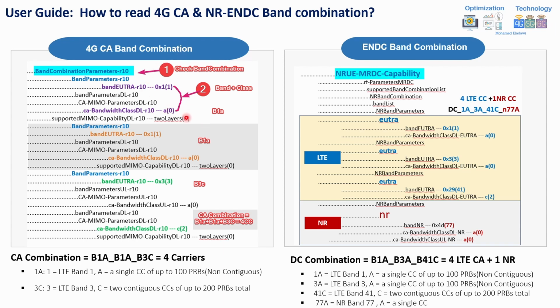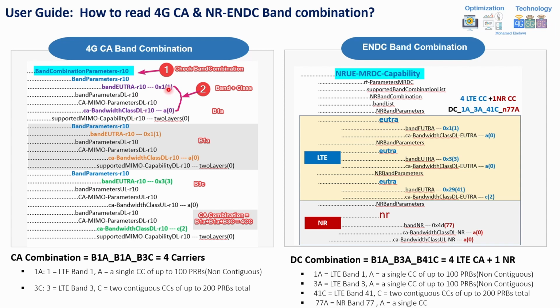For example, the one on the left, how to read 4G and 5G NR combinations. The one on the left is for 4G carrier aggregation. If you have a capability message, what you need to do is search for the RF parameters. In the RF parameters, you will find band combination parameters. Under this one, you will see something called band parameters and so on. Each band parameter shows a combination. The first one here shows, as an example, band EUTRA 1. This means band 1. Under this one, you will have the class, which we just highlighted in the previous tables.